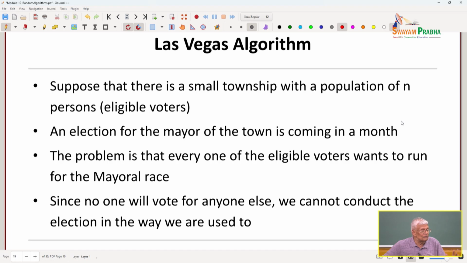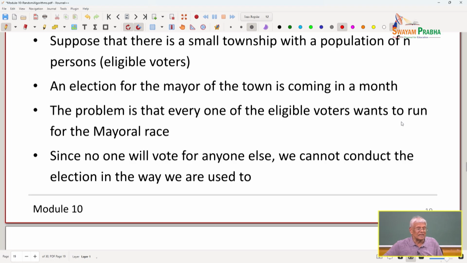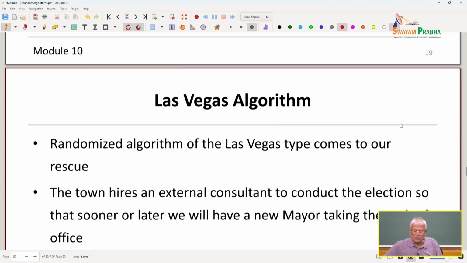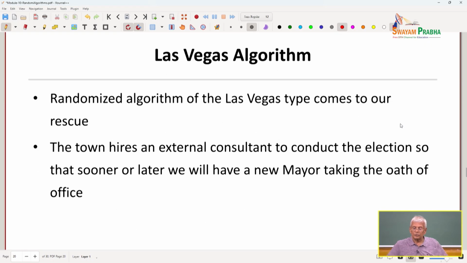That's the rule for election. But here everybody runs, everybody will vote only for themselves, nobody will vote for others. So the conventional method will not work. In such case, how do you conduct an election? Babai invented a Las Vegas type randomized algorithm. Come to a rescue. So what is the idea?